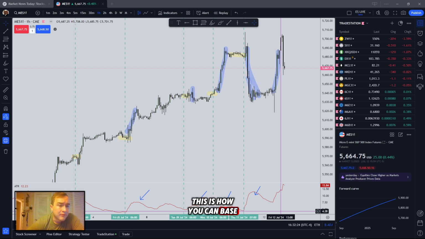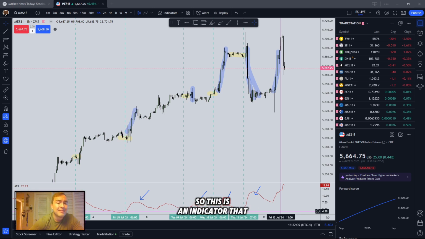This is how you can base your position sizing. If you have enough capital to where you can trade multiple contracts, you can change your position sizing based on how much you're expecting the market to move, okay?